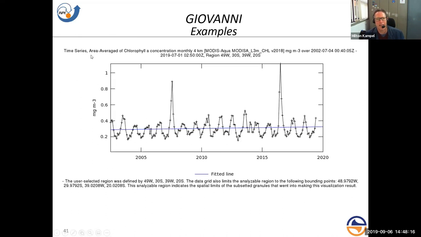And here we have a time series of an area average of chlorophyll concentration with a 4 kilometer resolution of MODIS Aqua at data level 3 from 2002 to 2019, very recently, for a certain region in the southwestern South Atlantic. You can see those are monthly composites, and you can also add a trend line, and you can see some peaks, and you can make a lot of studies.